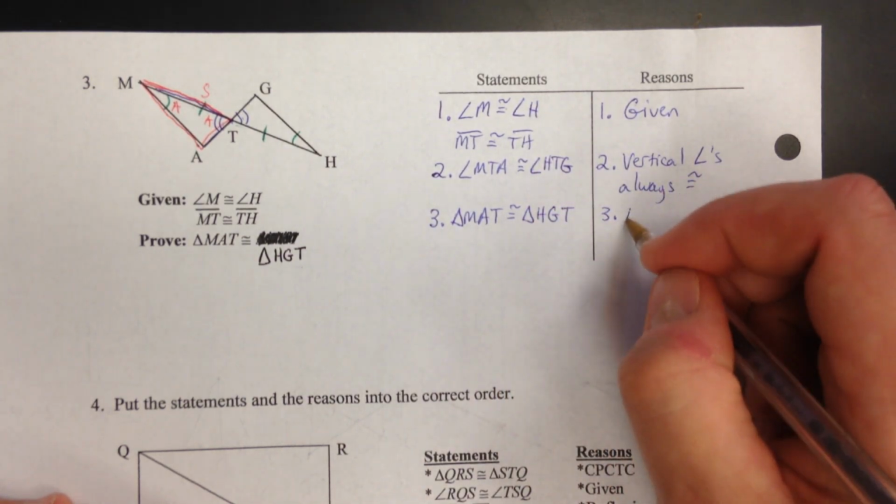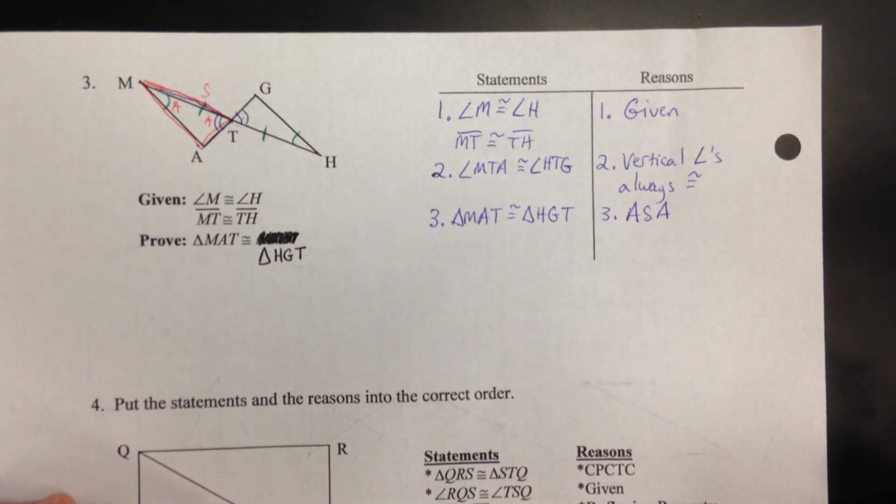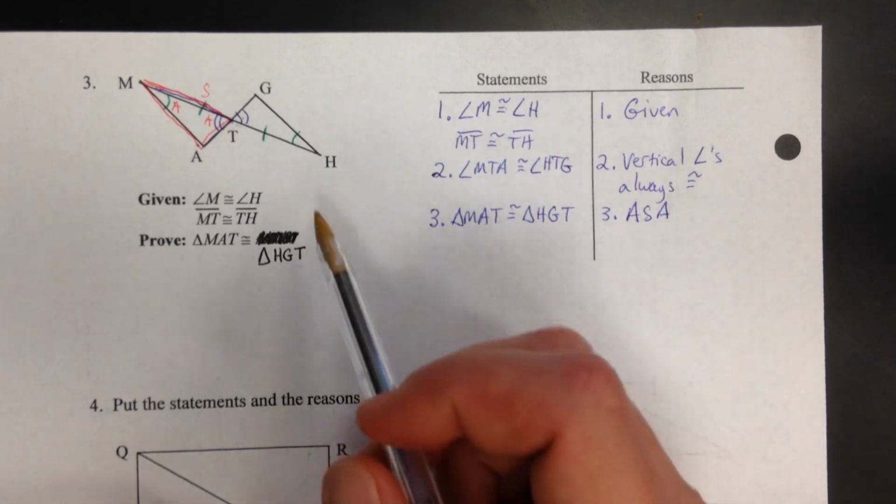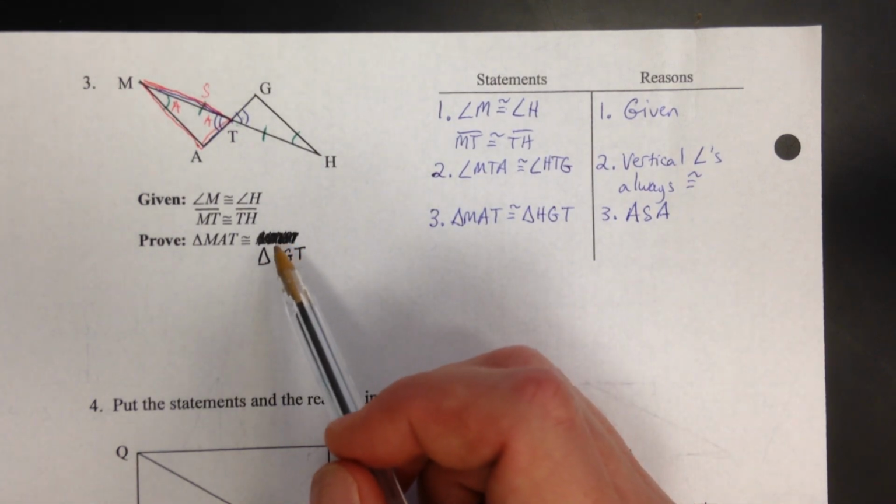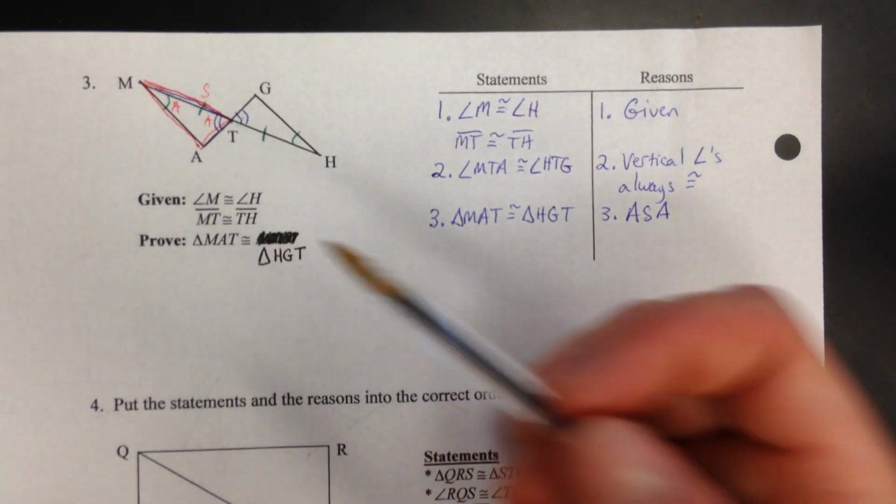Why can we say that? Angle, side, angle. And that's it. That's the end of the proof right there. So some of these proofs can be very simple, 3 steps. Sometimes they're going to be more.